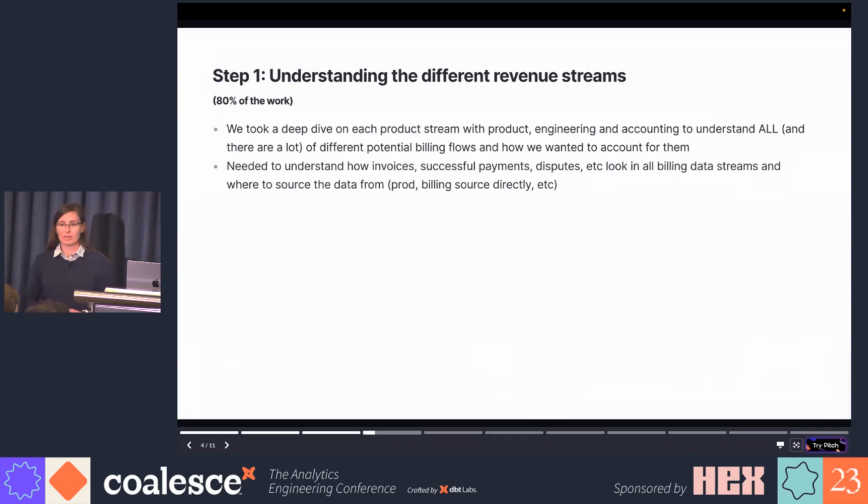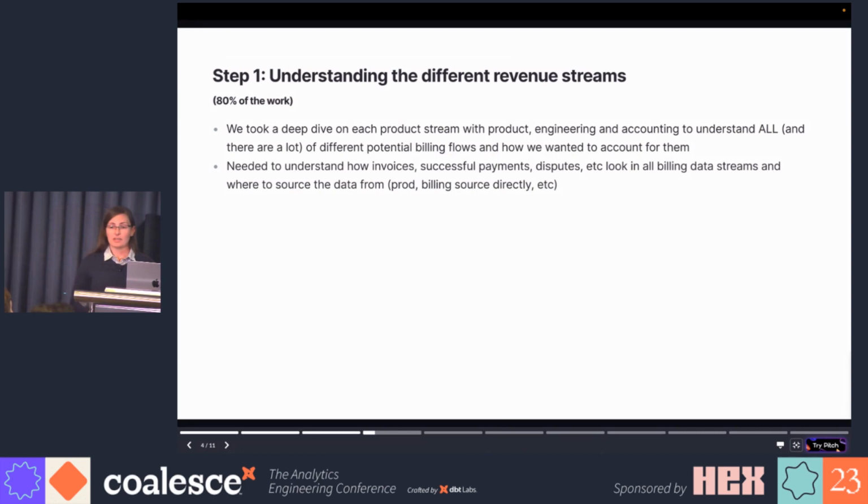To make this slightly more complicated, as I'm sure you all have in your systems, we have multiple different data sources. We have data coming in from Production DB. We have data coming in from Stripe, which is our primary billing provider. We have data coming in from Apple and Google. So not only did we have to map all this out, we had to work with the engineering teams to understand when we should be pulling data from what source.